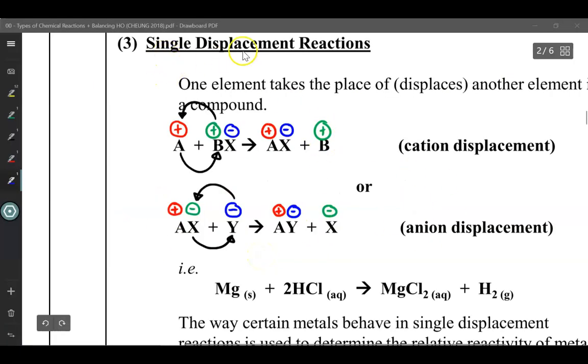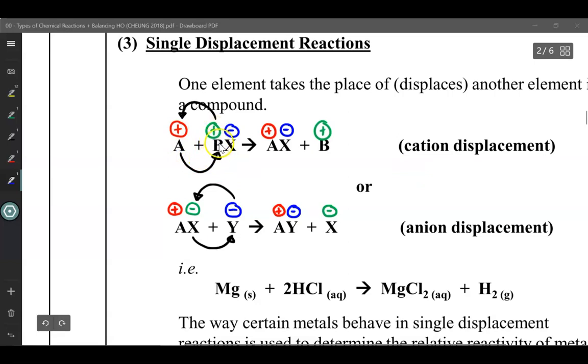Our next reaction is a single displacement reaction. Here, one element switches places with another. Because only one element is switching spots, single displacement. Now there are 2 subcategories. That would be cationic displacement. That's when the cations, the 2 positive ions, switch places.